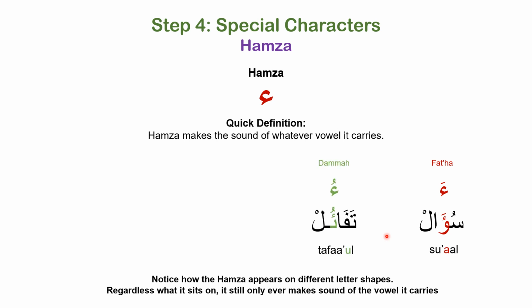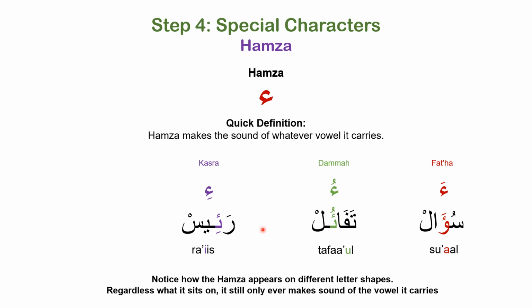And the same goes for Dhamma. Here the word is tafa'ul, tafa'ul. Again, notice where the Hamza is. I am pronouncing U, tafa'u, because Dhamma makes the sound U. So here we're going to completely ignore again where the Hamza is sitting and the shape that it's sitting on. We just look at the vowel that it is carrying, and that's the sound we make for that particular letter. So tafa'ul, okay?